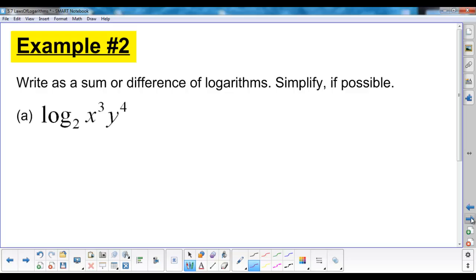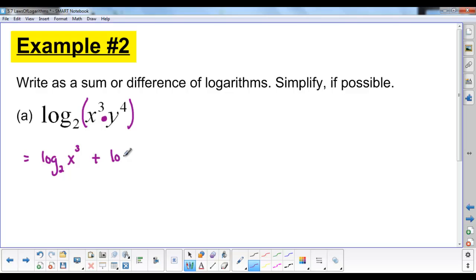Okay, example 2. This time we want to write this as a sum or difference of logarithms. So I'll notice here that here's our argument, and we have x to the power of 3 being multiplied by y to the power of 4. So because I have something in the argument that's being multiplied, I can split this up as a sum of 2 logarithms. So I'll keep the base 2, and then we'll put one argument there, x to the power of 3, plus, again, log base 2, and we'll keep the second argument, y to the power of 4.